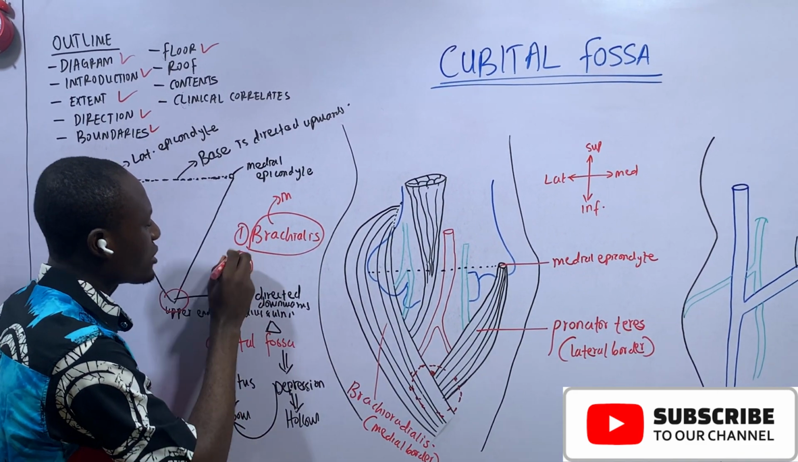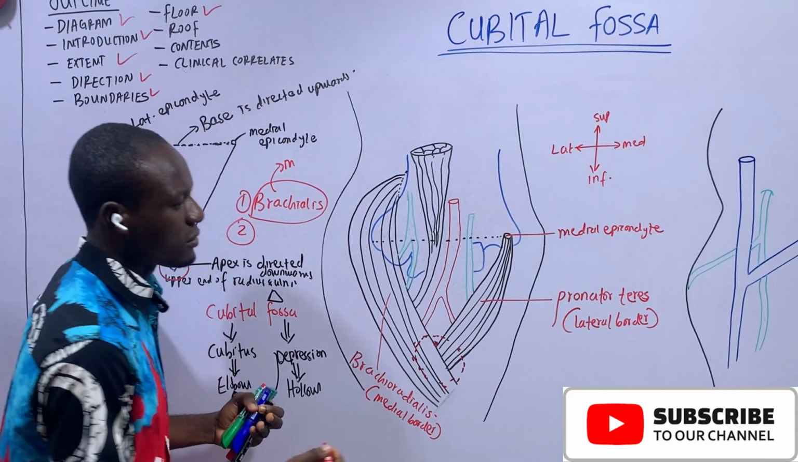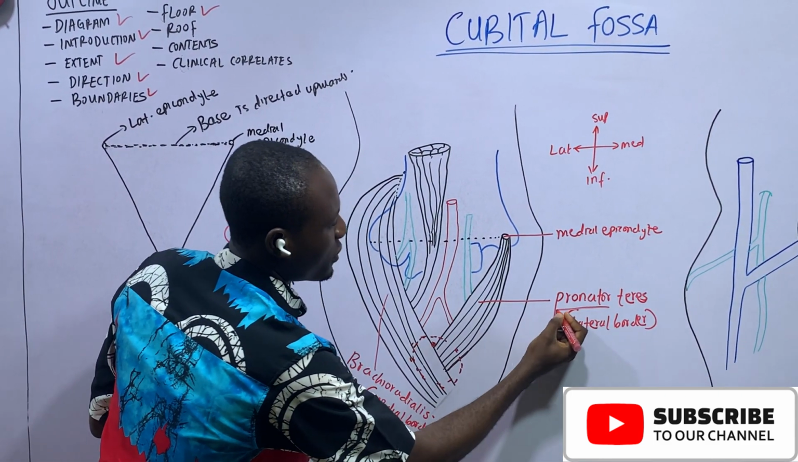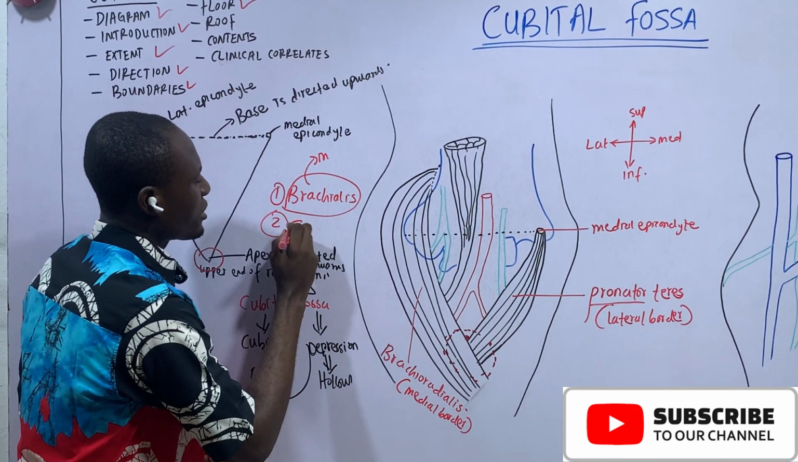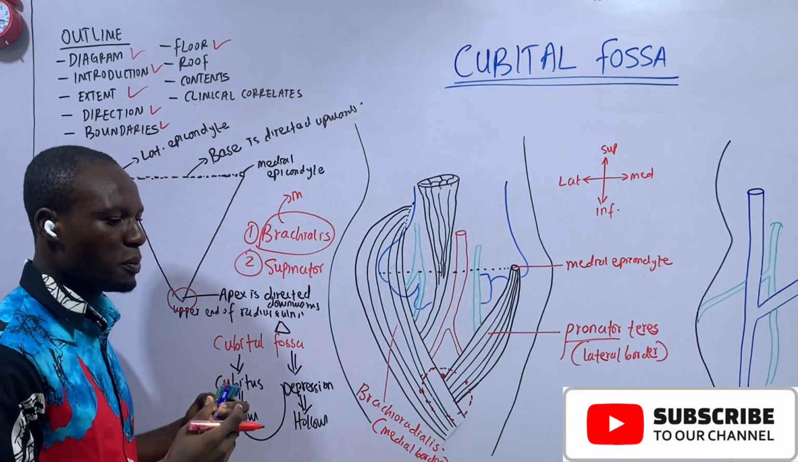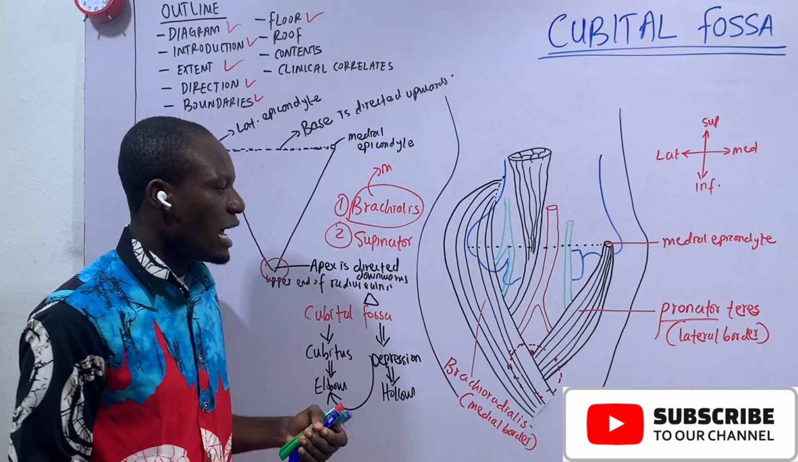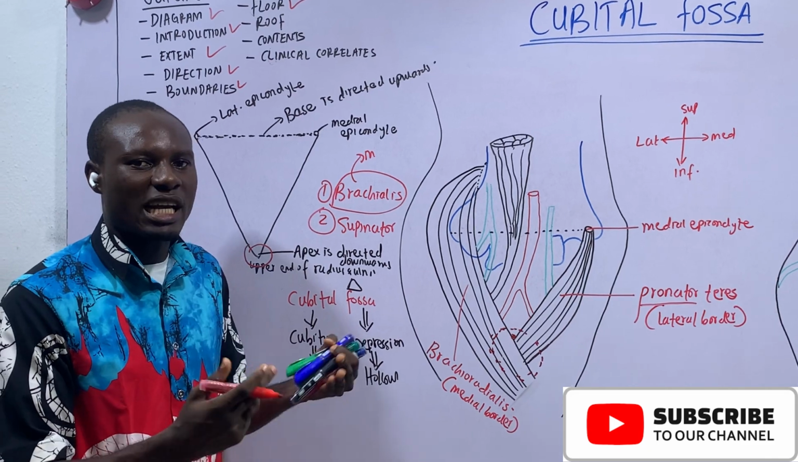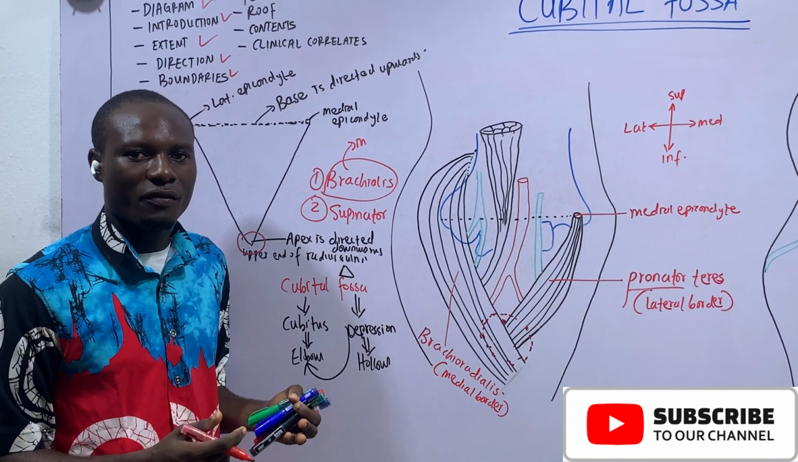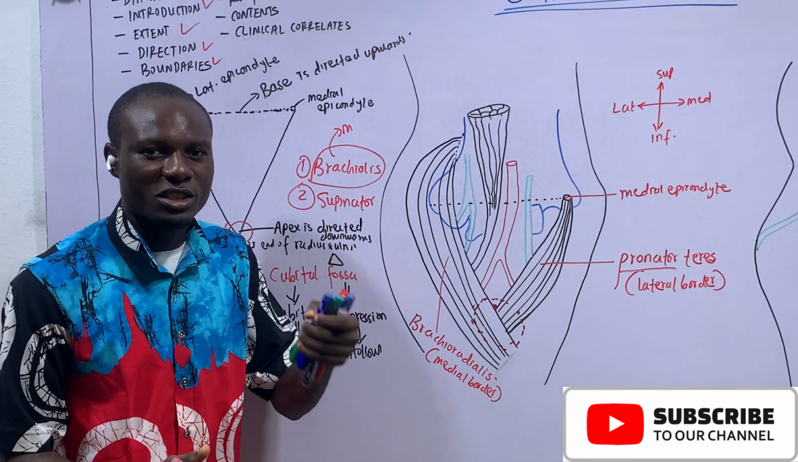The lower part of the floor of the cubital fossa is formed by another muscle. That muscle is kind of the opposite of this, and it is called the supinator muscle. The supinator muscle lies deep in the floor of the cubital fossa, and it is pierced by the deep branch of the radial nerve. What's that nerve called? The posterior interosseous nerve.